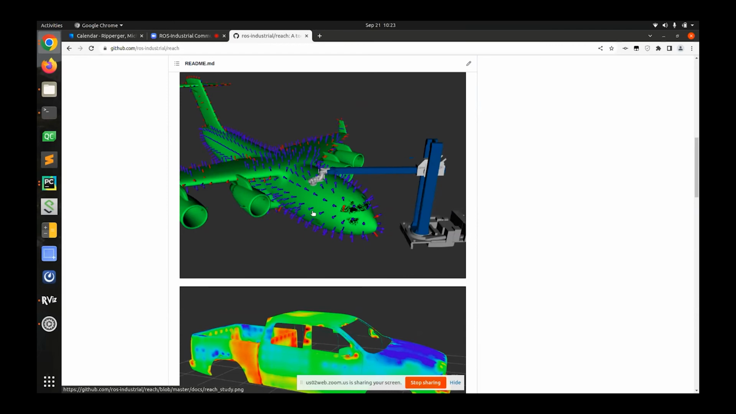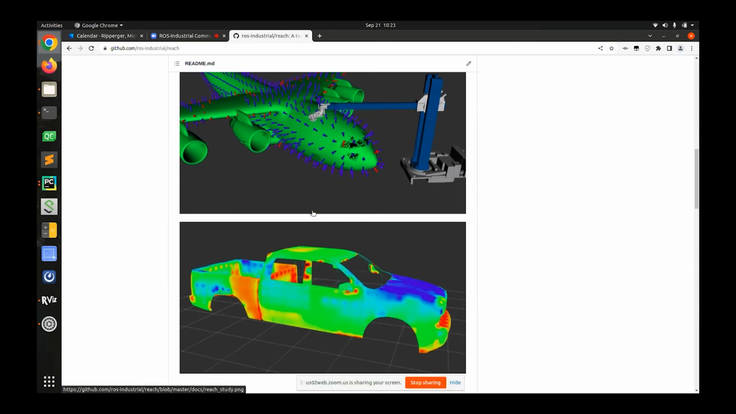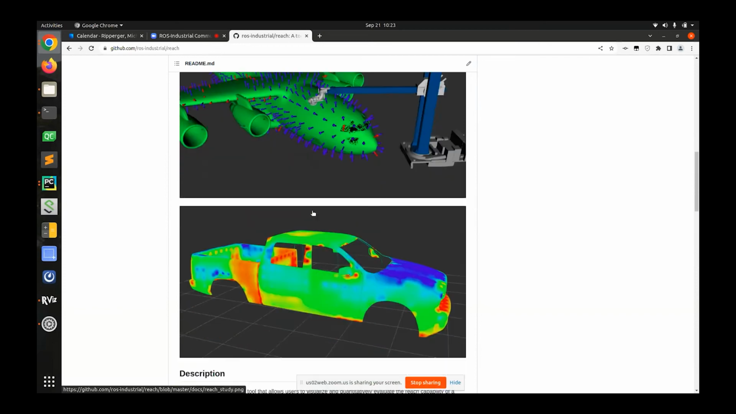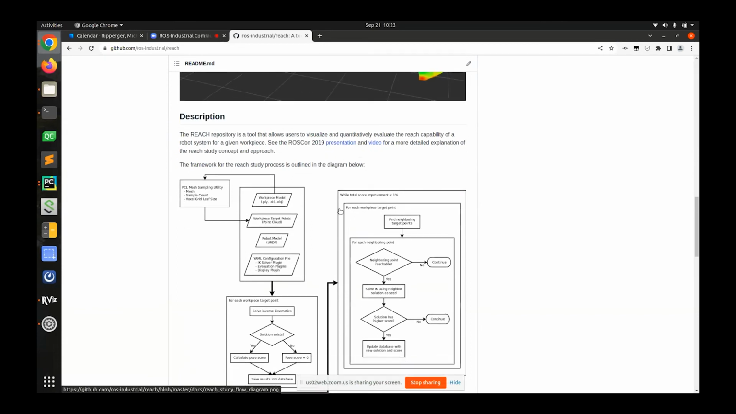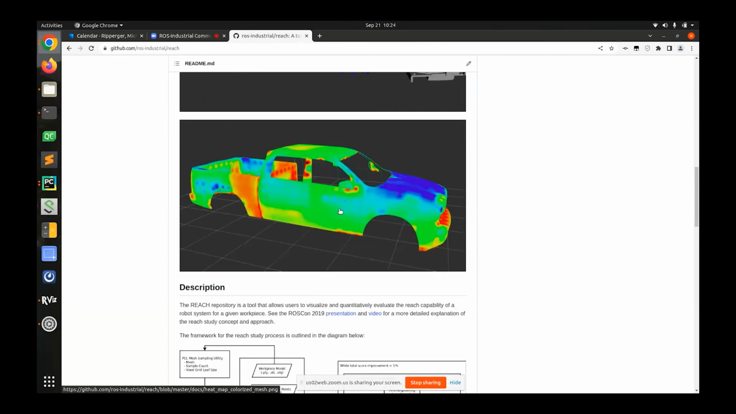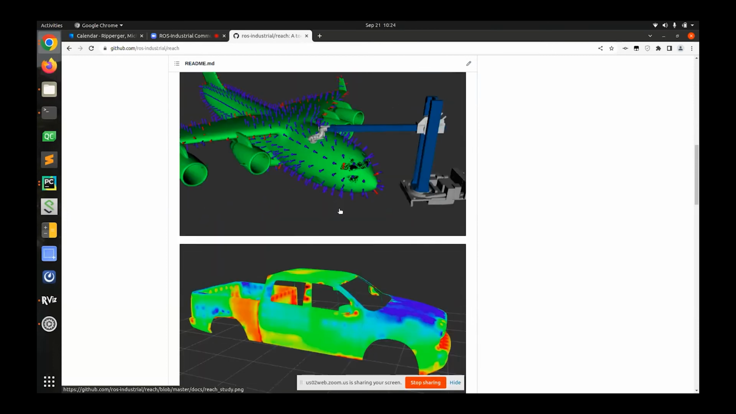And so we've been using it recently and making some improvements, so I wanted to share a couple of those. So one, we've added a little bit more in terms of documentation. We did a presentation at ROSCon a few years ago, so I added a link to that and added a little bit more to the README to hopefully make it a little bit easier to use.